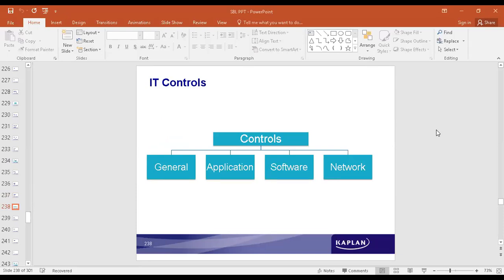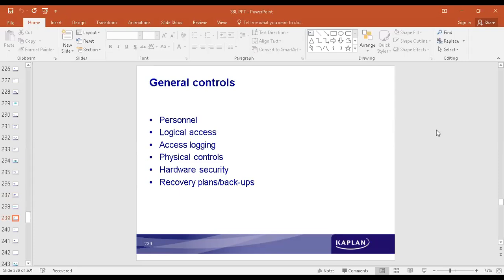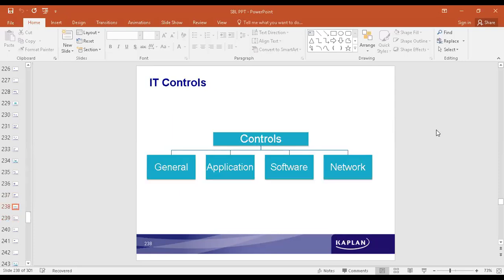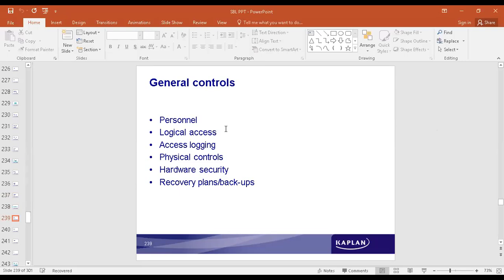There are general, application, software and network controls. In general, how people are restricted: not allowing personnel to be in the physical place, to enter into the computer system, or to have access to enter into the system. After they enter into the system, restricting their access to the database, that is, where the data is stored, so that unintended uses do not cause damage to the data stored in the database.